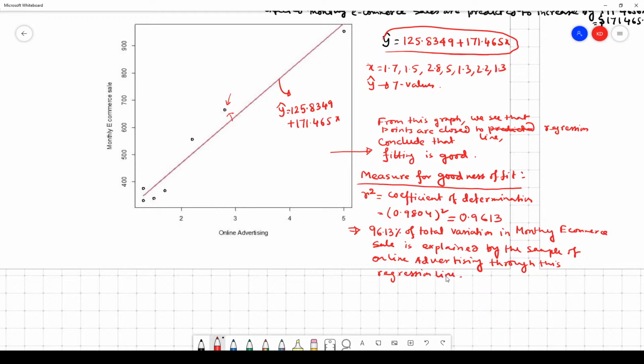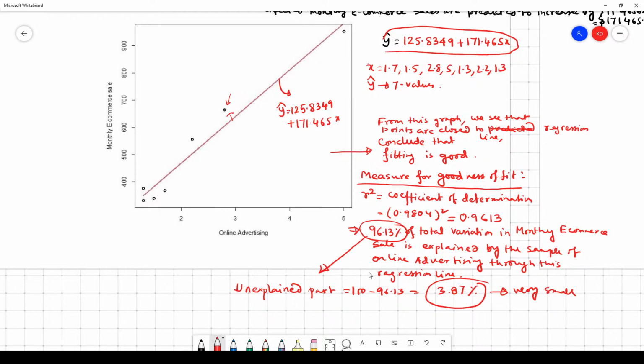Okay, so which is almost close to 1, this is the explained part, and the unexplained part, that is 100 minus 96.13, that is 3.87%, which is very small. So it is almost explained, that is, online advertising almost explains the monthly e-commerce sales.